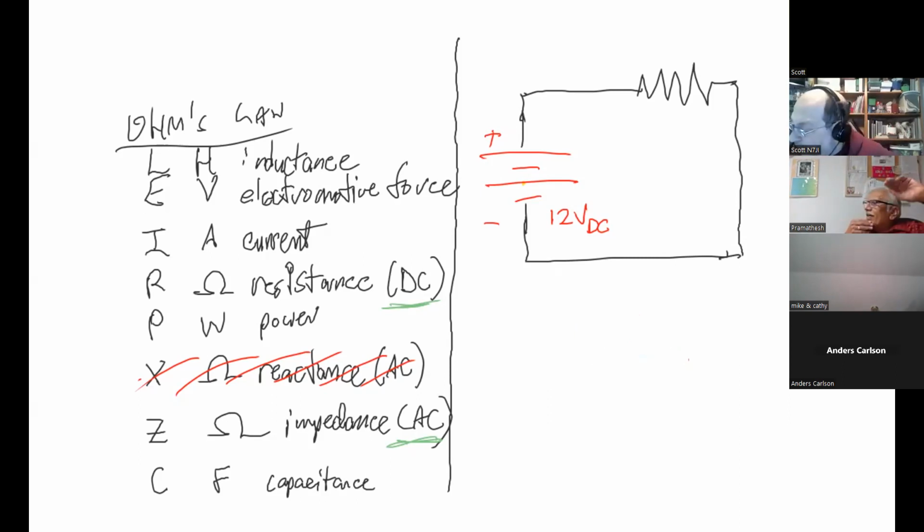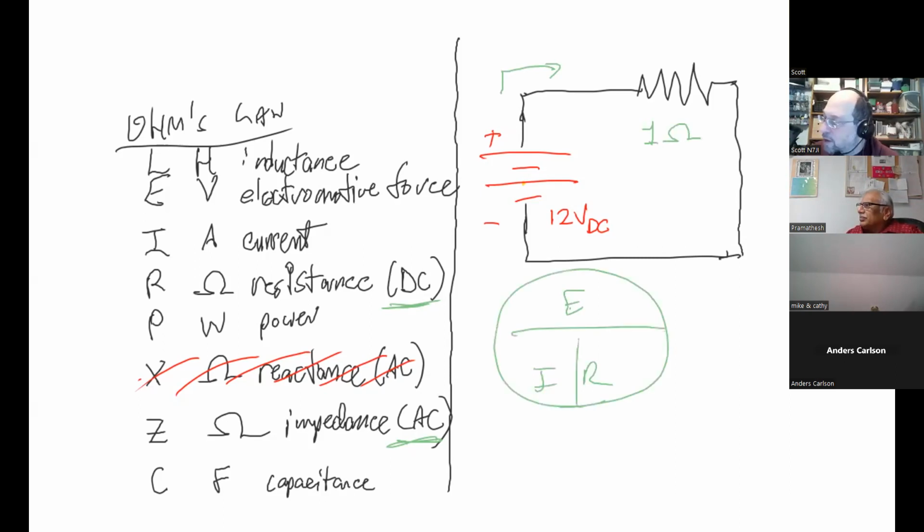Okay, so let's say we have a 12 volt power supply and we have a 1 ohm resistance. Let's go through the calculations. This is Ohm's law again. E equals I times R, and we don't know our current. I is equal to E divided by R, which is 12 divided by 1. And this is volts, and this is ohms. And this is 12 amps.